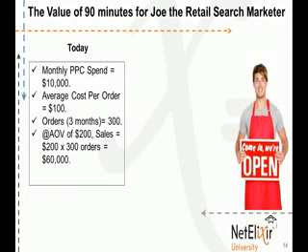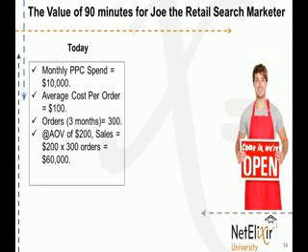So today, Joe runs a Google AdWords campaign where his budget is $10,000 a month. So in 3 months, 90 days, he's spending $30,000. The average cost per order for Joe is $100. If you divide the overall PPC spend by the cost per order, you get the number of orders. He gets about 300 orders by spending $30,000.